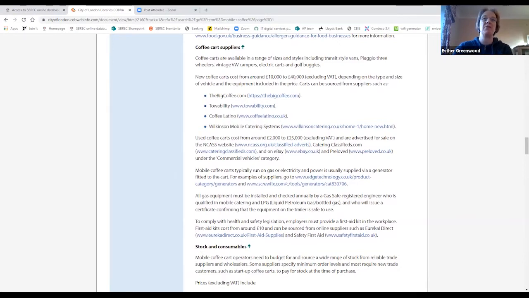So if you wanted to buy your coffee cart new, it costs between £10,000 and £40,000. That's quite expensive, but it does give you some idea of what your startup costs might be. And that probably is something that you've been thinking about as you've been investigating your business as well.